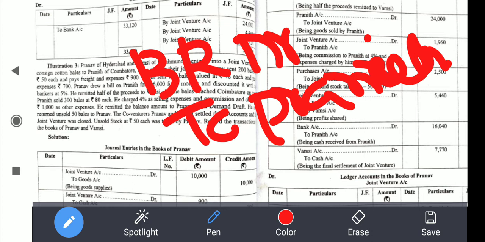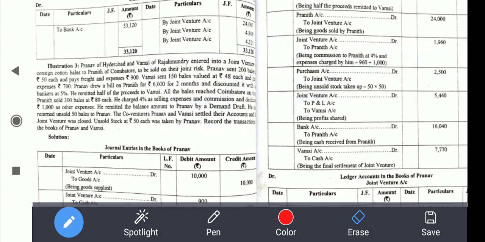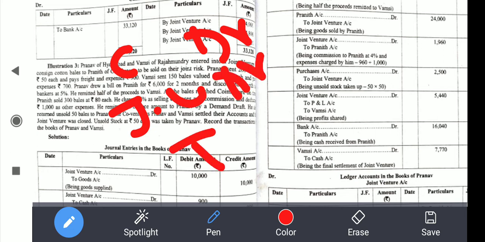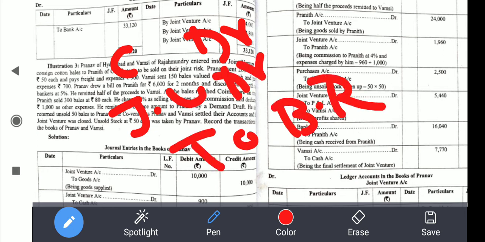After that, the bill for 2 months is discounted with the bank at 5%. 6,000 into 5% is 300. So at the time of drawing the bill, the general entry is Bills Receivable Account debit to Pranith Account. But at the time of discounting the bill, the entry is Cash Account debit, Joint Venture Account debit, to Bills Receivable Account.